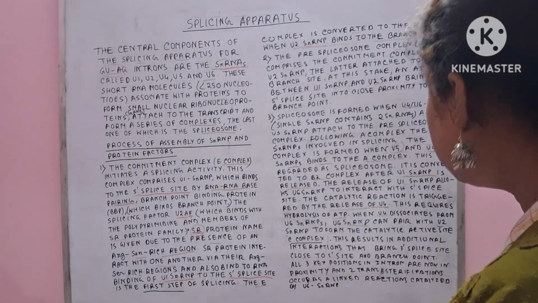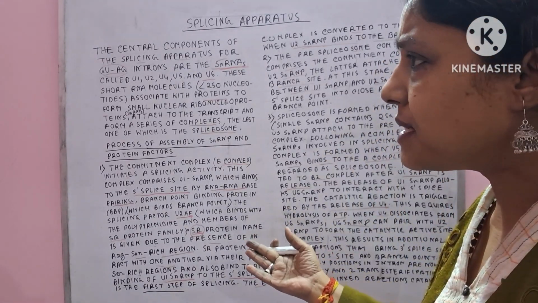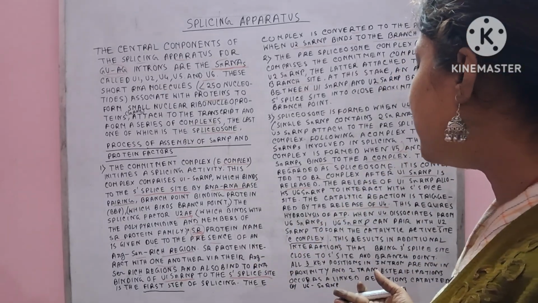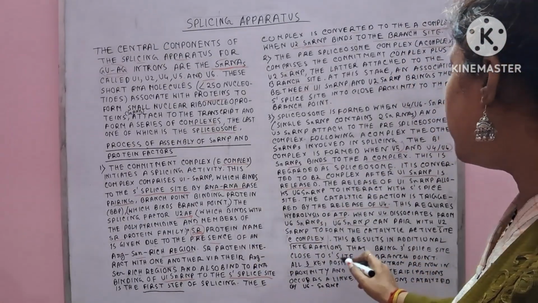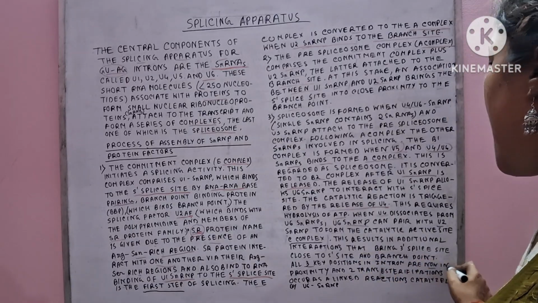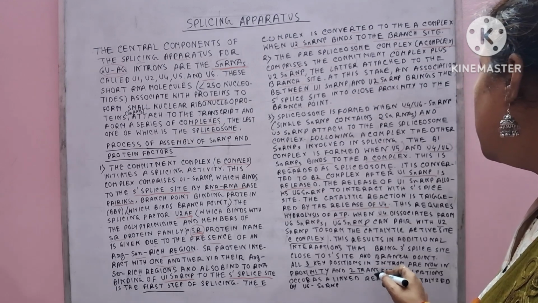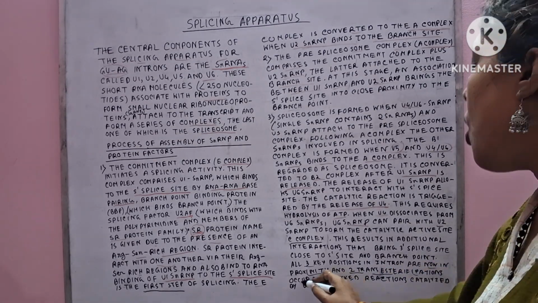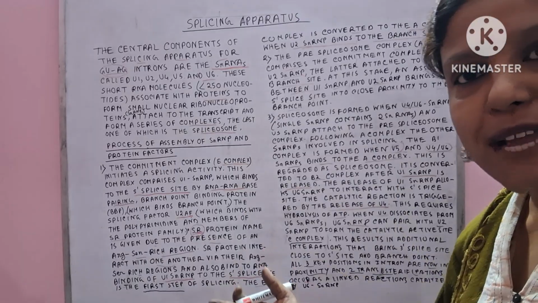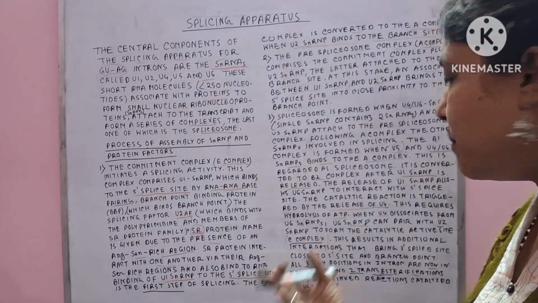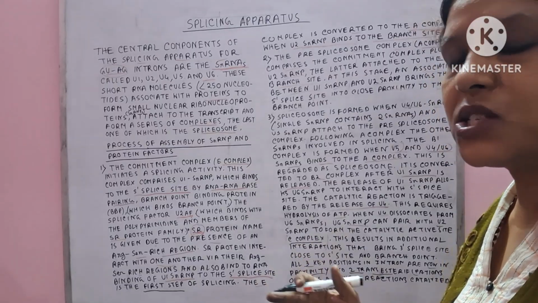Clear? And all three positions in the intron, that means the 3' splice site, 5' splice site and the branch point, are now in proximity, close to each other, and the two transesterifications occur when they are all close to each other. Two transesterifications occur.